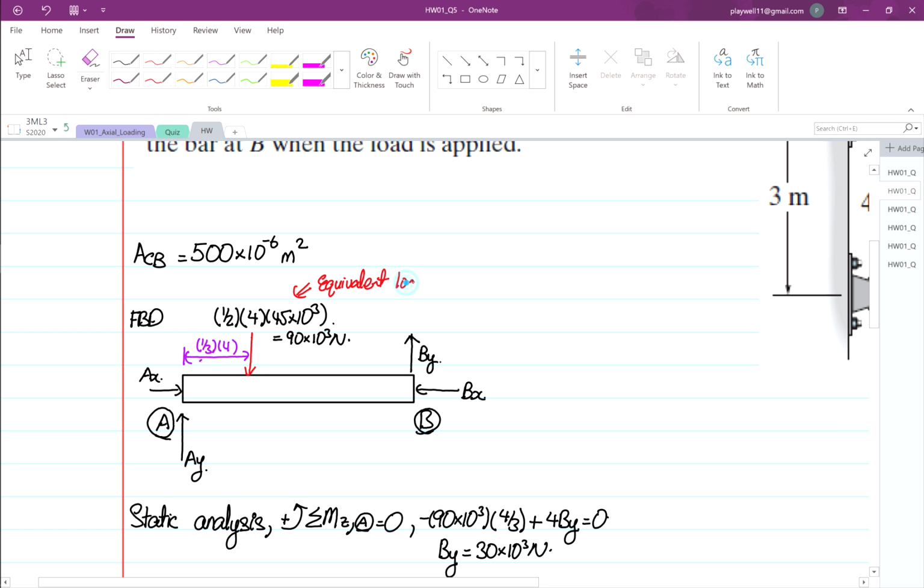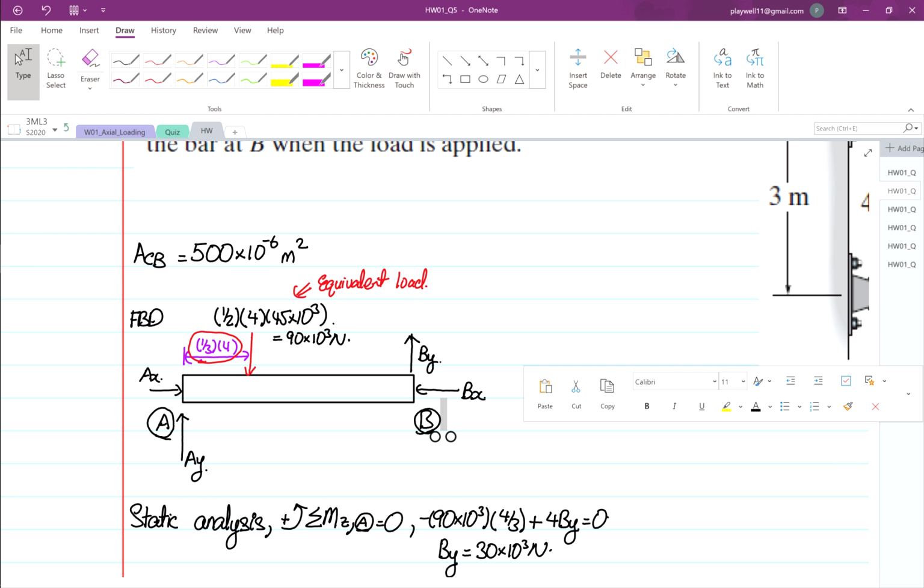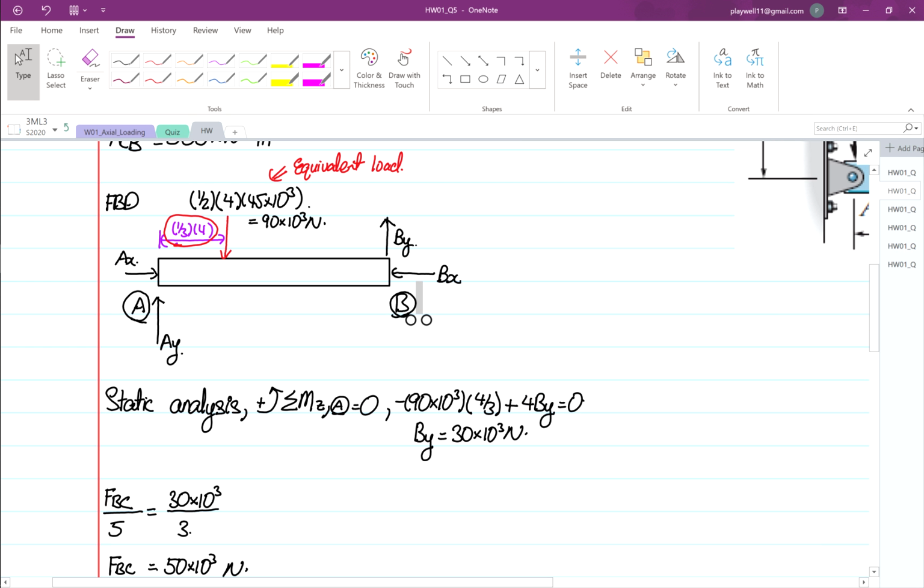So it's basically half base times height. From lecture notes we know why that's the case. And the distance from A, where the equivalent load is applied, is 1/3 multiplied by the complete length of 4. Then you carry out your static analysis, taking your moment about point A, and you get By equal to 30 times 10 to the power 3.